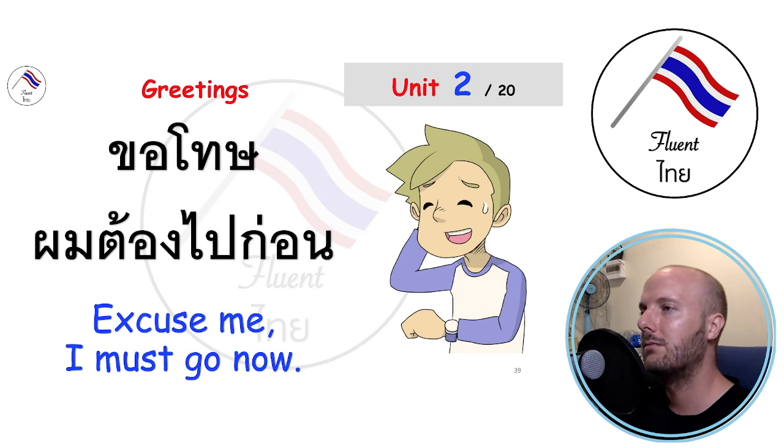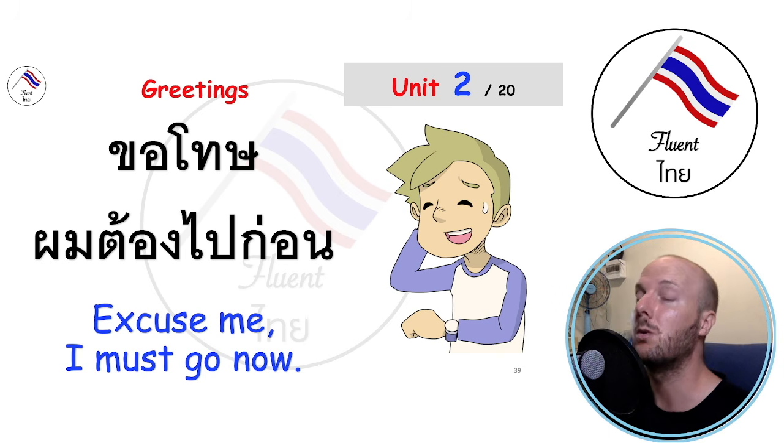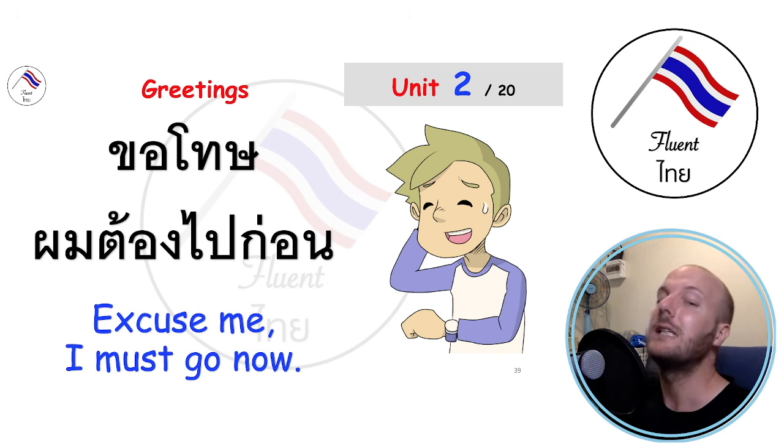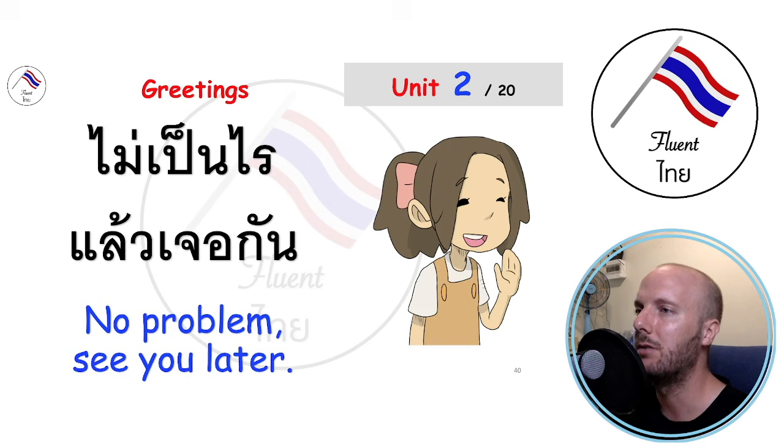You can also shorten the word ขอโทษ. You could just say โทษที. So add the word ที and just say โทษที. That's kind of an informal way. ผมต้องไปก่อน. Or instead of ก่อน you can say ละ: ผมต้องไปละ. So there are variations of all of these.